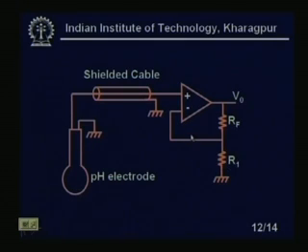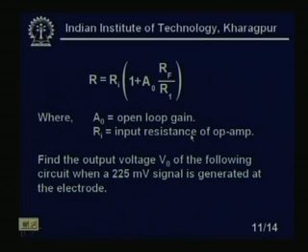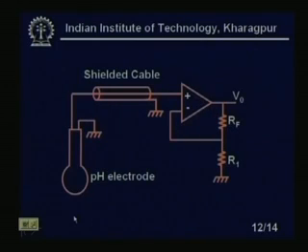R1, Rf. Okay. Now, R equal to Ri times 1 plus A naught Rf by R1, where A naught is the open loop gain and Ri is the input resistance of the op amp. Find the output voltage V naught of the following circuit when a 225 millivolt signal is generated at the electrode. The shielded cable looks like this, the pH electrode, and this looks like this. Okay. So, you see, this is a buffer amplifier we have used, which is supposed to have very high input impedance. So, we have used shielded cable.